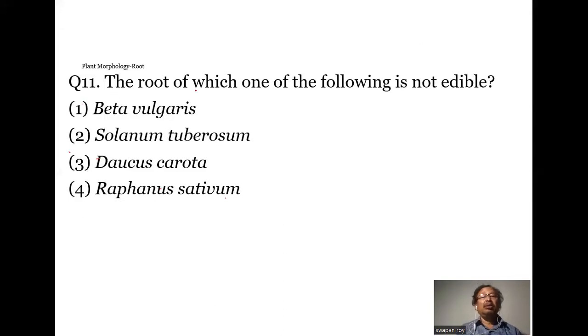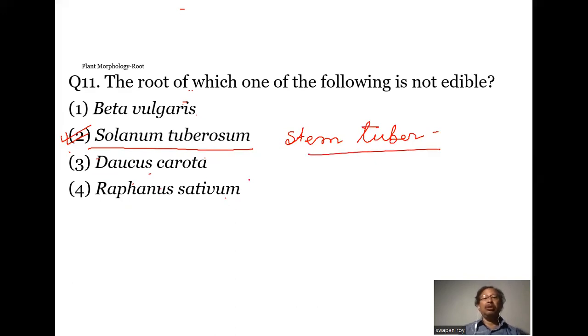Question number 11, root of which one of the following is not edible? Option 1, Beta vulgaris, the sugar beet. Option 2, Solanum tuberosum, the potato. Option 3, Daucus carota, the carrot. And option 4, Raphanus sativus, the radish. Root of Solanum tuberosum is not edible. In Solanum tuberosum, it is the underground stem, that is the stem tuber, that is the edible part, not the root.